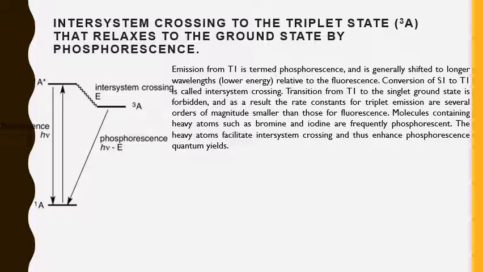Molecules containing heavy atoms such as bromine or iodine are frequently phosphorescent. The heavy atom facilitates intersystem crossing and thus enhances the phosphorescence quantum yield. So that is again an important thing here. The heavy atom gives rise to the phenomenon of phosphorescence. We should learn how bromine and iodine give phosphorescence.